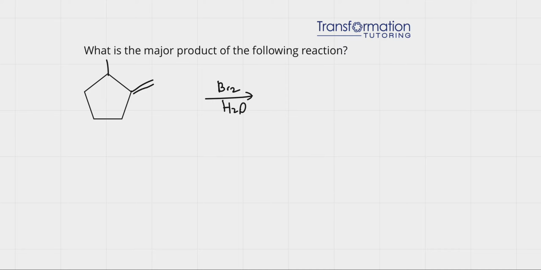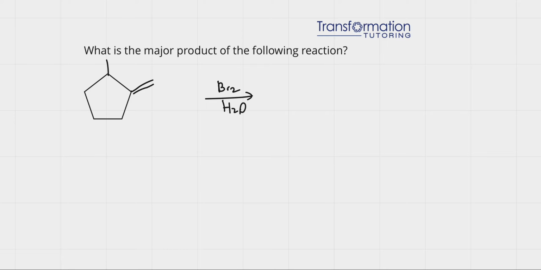What is the major product of the following reaction? So what kind of reaction is this? On the reactant side, we see that we have a double bond, which means it's probably an alkene reaction. And our reagent is Br2 H2O, which is halohydration.